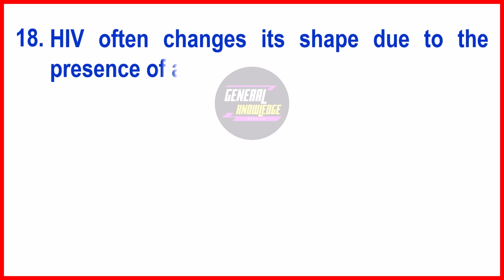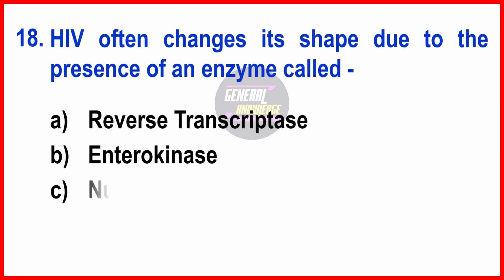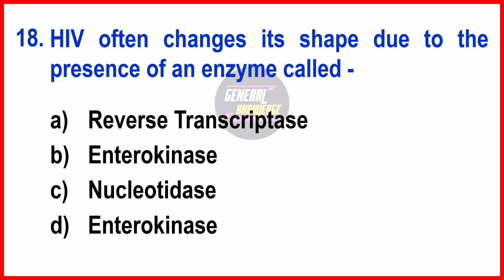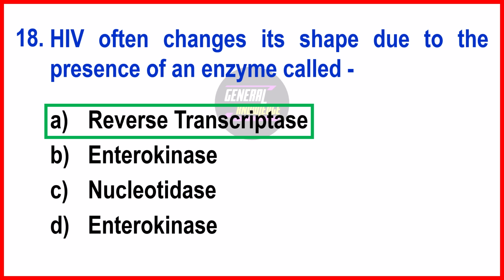HIV often changes its shape due to the presence of an enzyme called, the right answer is option A, reverse transcriptase. This enzyme converts the virus RNA genome into DNA, a process crucial for its replication within a host cell. This conversion process is a key step in the HIV life cycle and allows the virus to integrate its genetic material into the host's DNA.